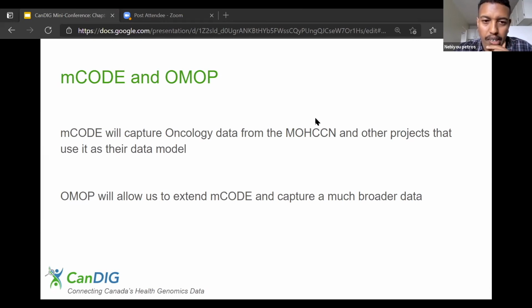As such, for CanDIG V2, we'll also be incorporating OMOP as part of our data model. We will continue using mCODE for Marathon of Hope cancer care network projects, and mapping will be completed between mCODE and OMOP to facilitate representation between the two data models.